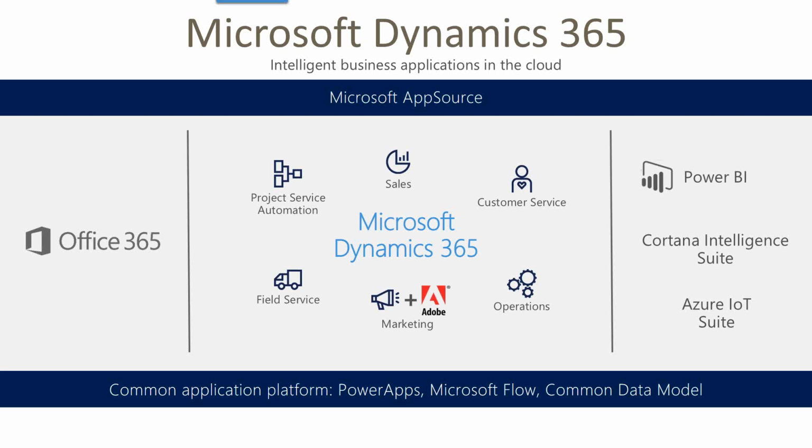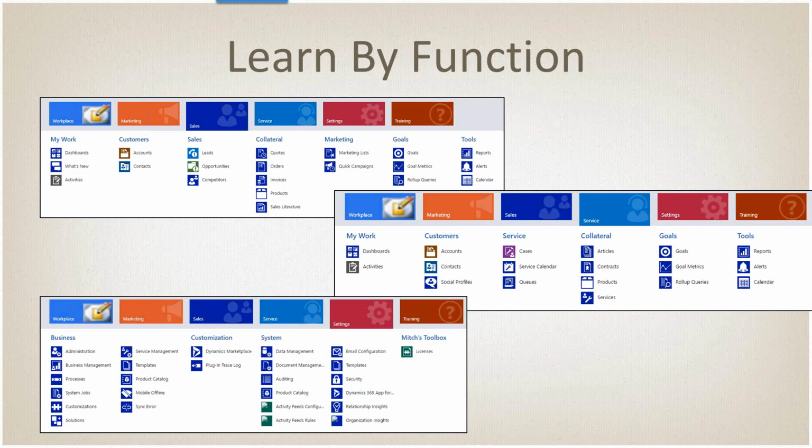If you try to do all this stuff, you're in store for about 2 or 3 years worth of work just to figure out what's going on. That's not what you do. You pick something you want to work with, and then you go into it. So you can learn by function. Here are sales, service, and settings. If you want to learn stuff about sales, what I would do is pick one and go into accounts.